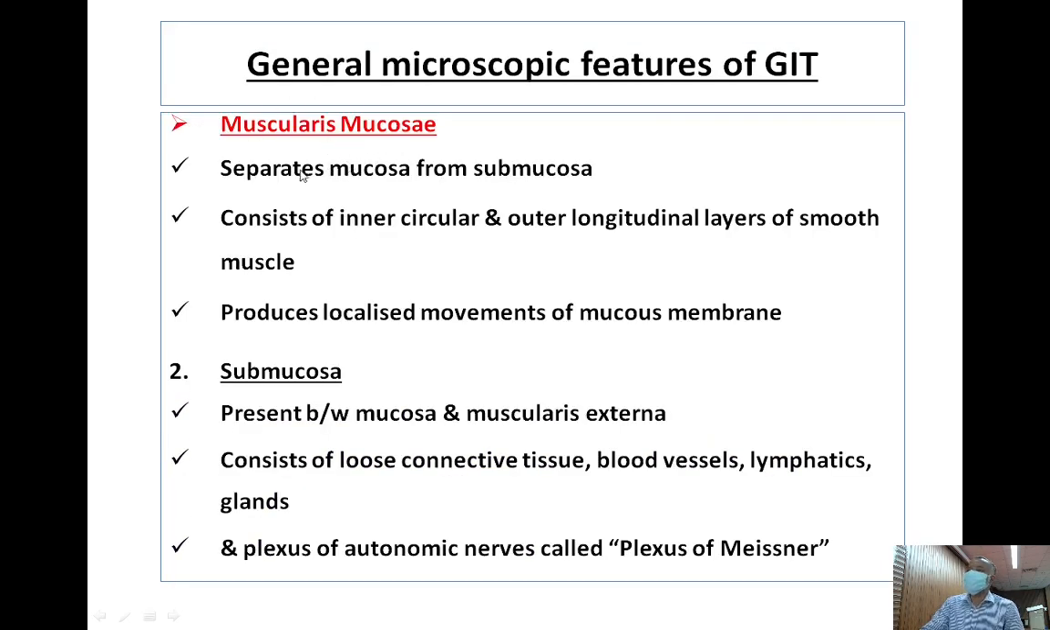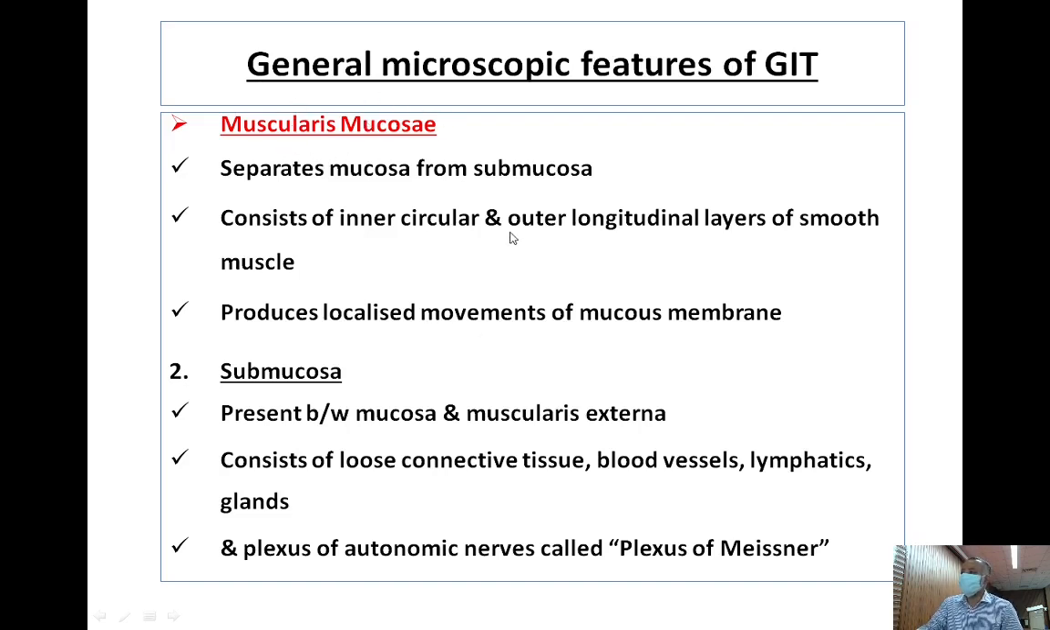Then come to the muscularis mucosa. I will finish it first because it belongs to the mucosa. The muscularis mucosa separates the mucosa from the submucosa: first the lining epithelium, then the lamina propria made of connective tissue, then the muscularis mucosa or muscularis interna, and outer to that the submucosa. It consists of an inner circular and an outer longitudinal layer of smooth muscle. That means the muscularis mucosa is nothing but a layer of smooth muscle.